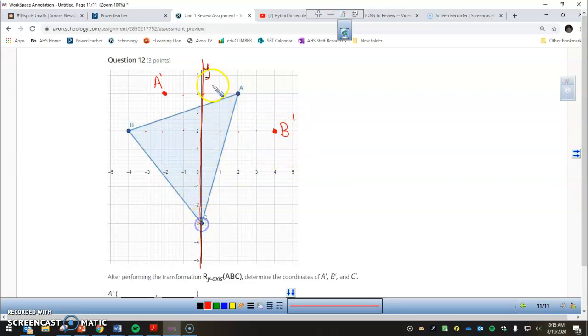And C, notice how C actually falls on the line of reflection. It's on the y-axis. So really it's like 0 units away. So we're going to move 0 units. So that means that C is just not going to move. So C prime is going to be the same as where C's at. So A prime is at negative 2, 4. B prime is at 4, 2. And C prime is at 0, negative 3 still.